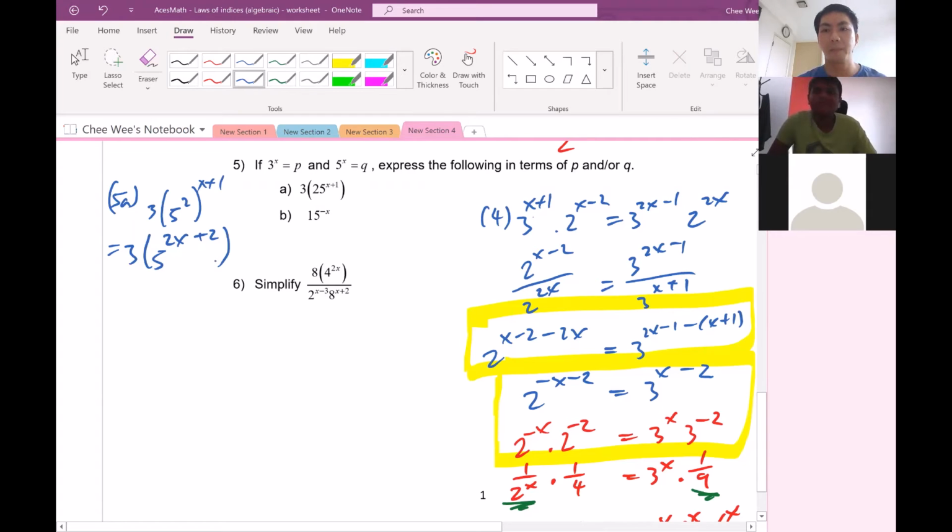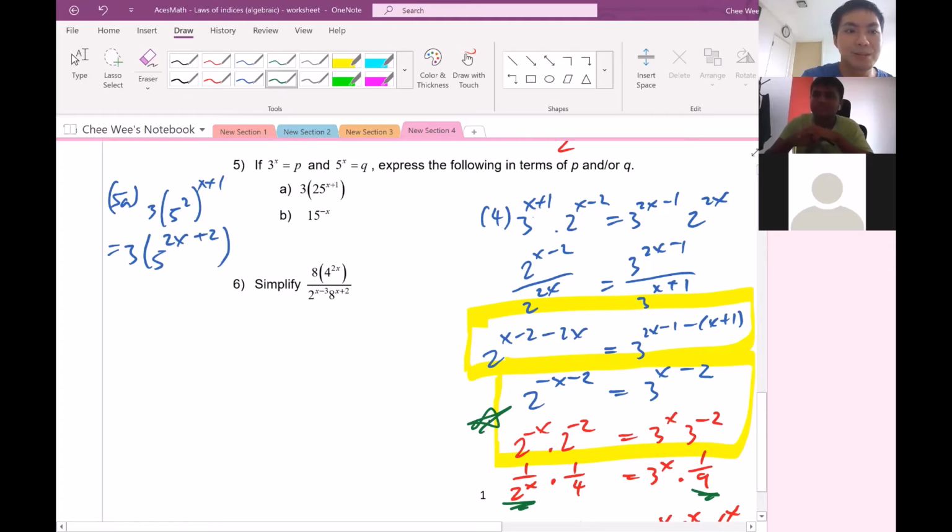Wait, can we not put the 2 in the brackets? What do you mean? Don't make it 5 squared, don't make it 5 to the 2x plus 2. Can't you just say 5 to the x plus 1, and then bracket the whole thing squared, and then 5 to the x plus 1 is 5 to the x times 5? Okay, same thing here, right? We can actually break this up, using the same technique that we did here, actually.